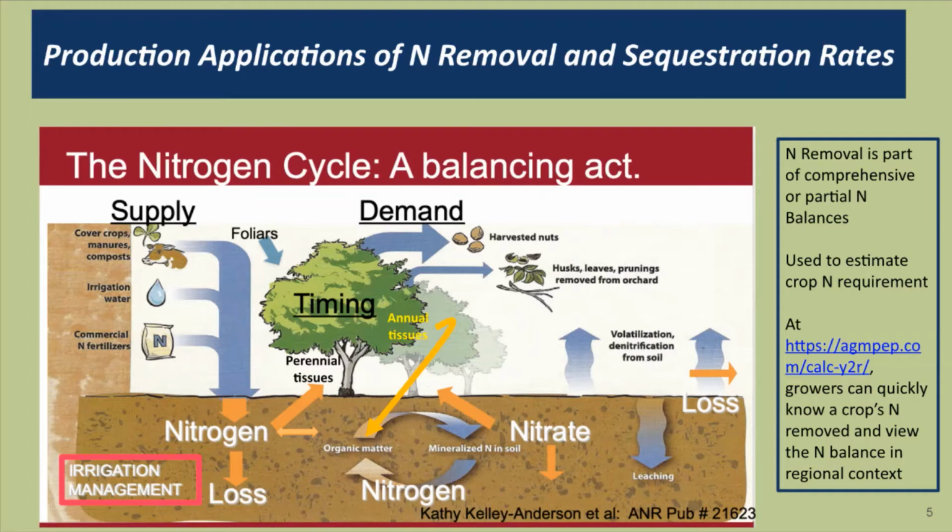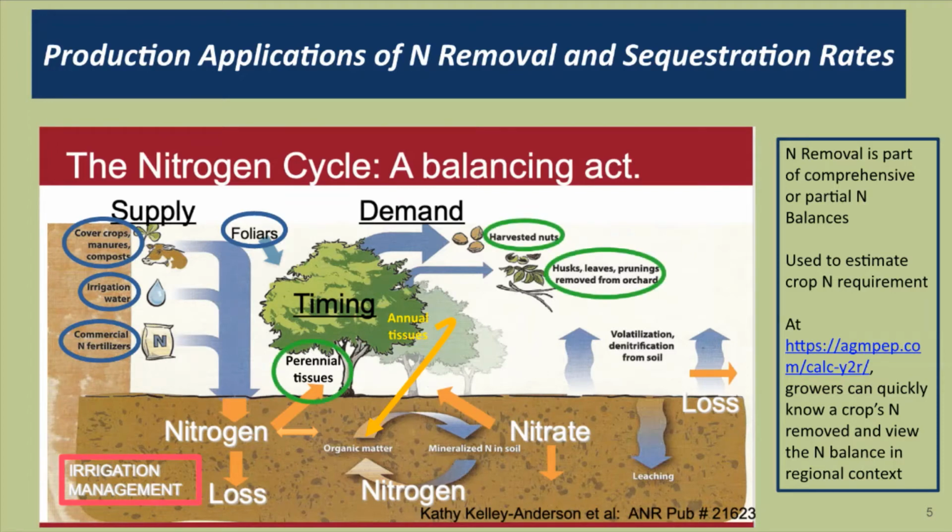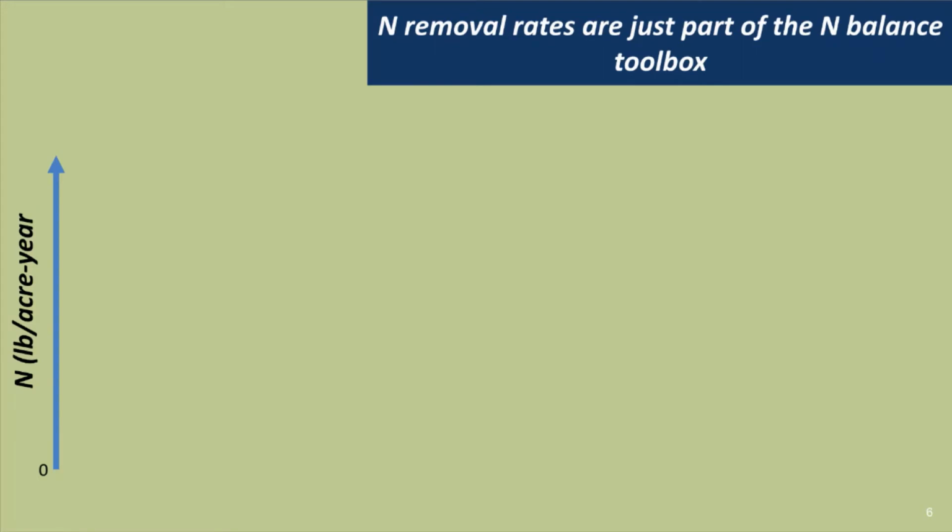And then they can be incorporated into your N management planning, where you sum up all the N that you plan to apply and make sure that balances with what's being used in the field. You take into consideration the potential losses along the way and try to reasonably minimize those environmental losses like leaching, etc. So the N removal is just part of the N balance toolbox.